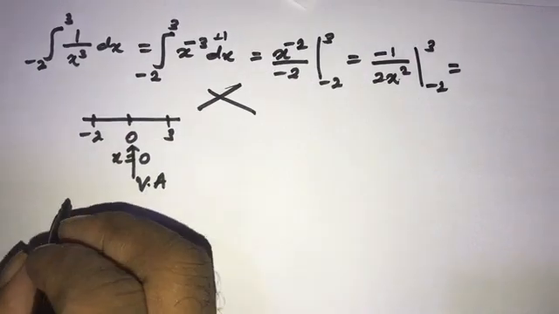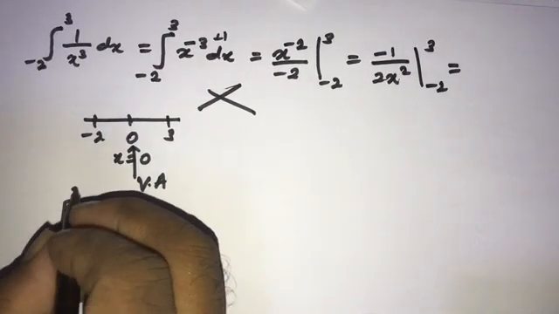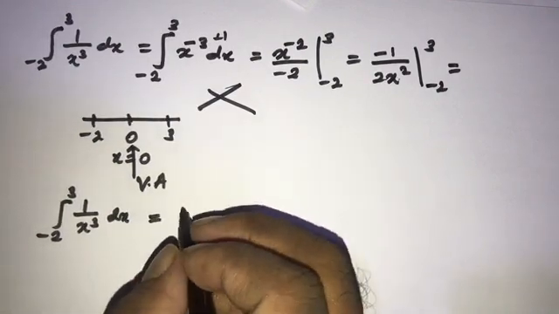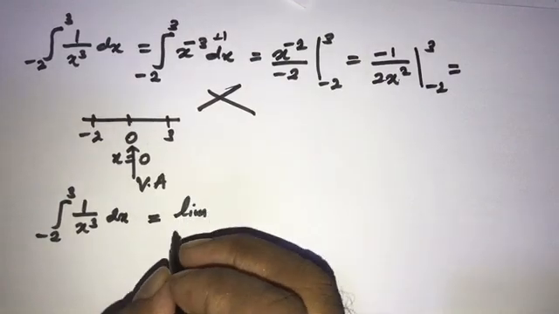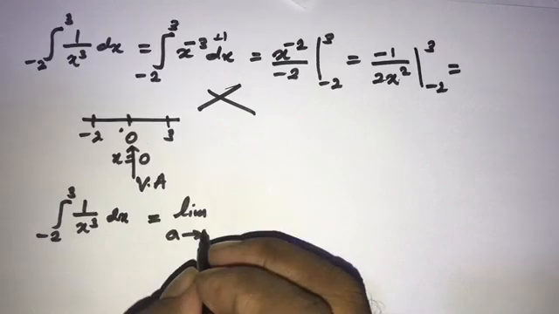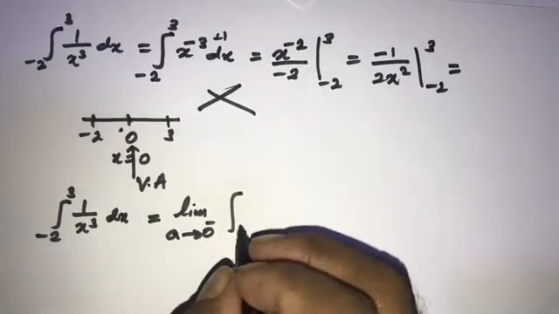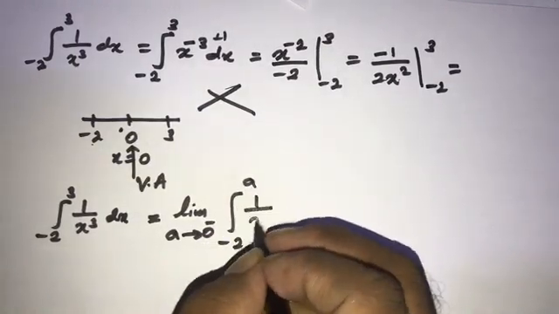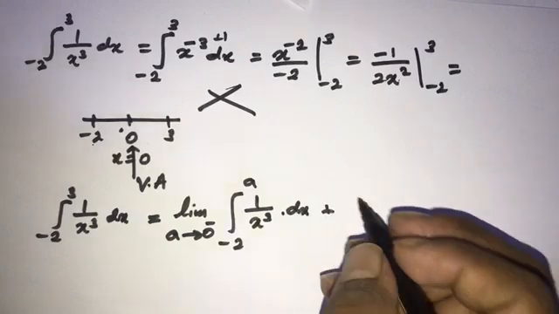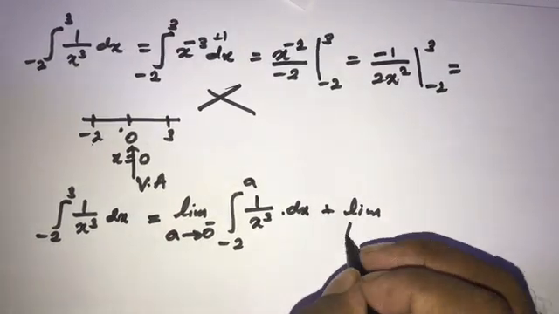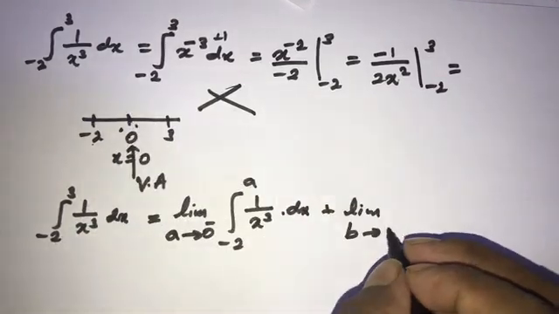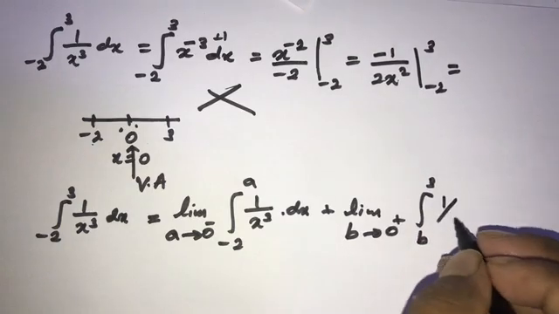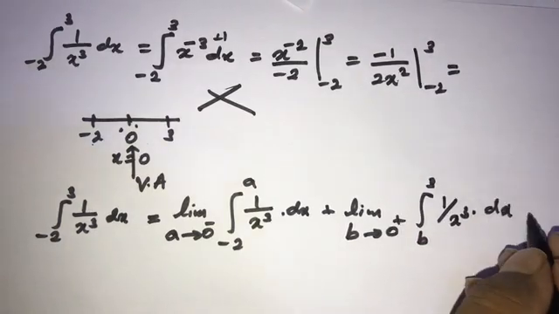So we can write the integral from minus 2 to 3 of 1 over x to the third power dx is equal to the limit as a approaches 0 from the left of the integral from minus 2 to a of 1 over x to the third power dx, plus the limit as b approaches 0 from the right of the integral from b to 3 of 1 over x to the third power dx.